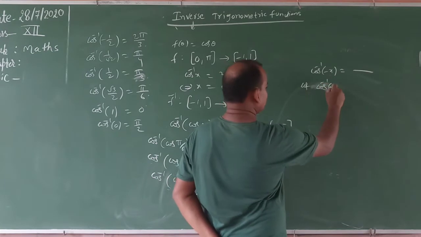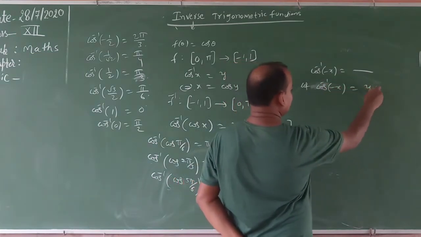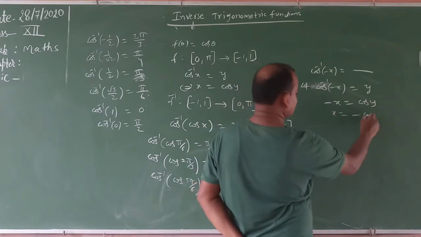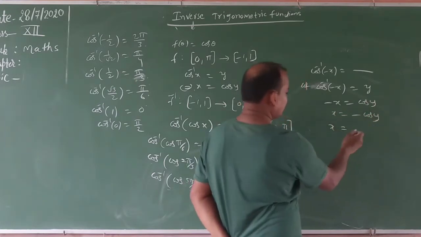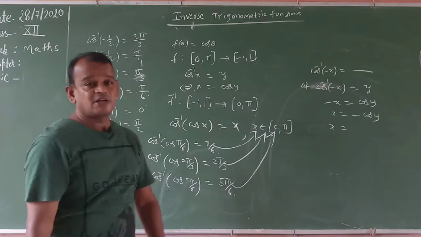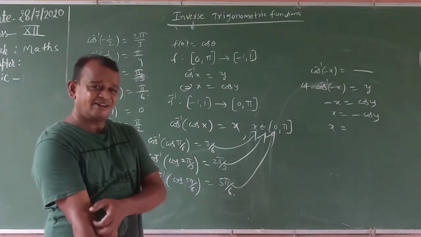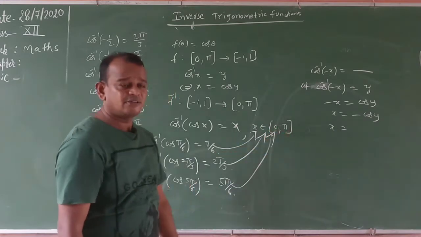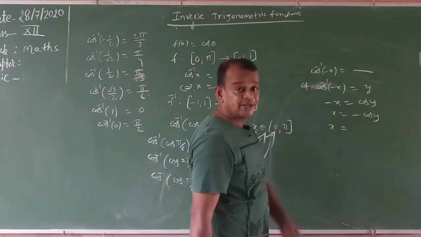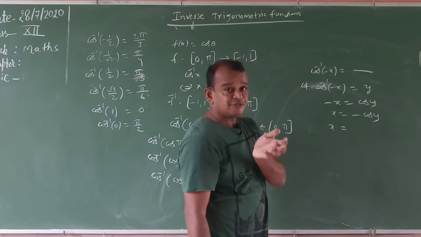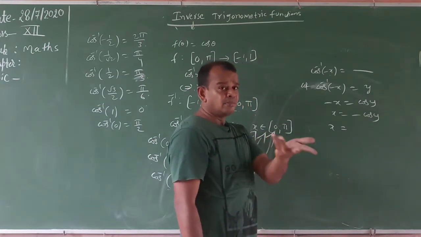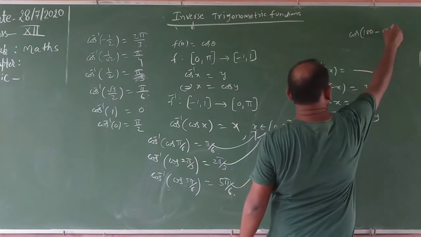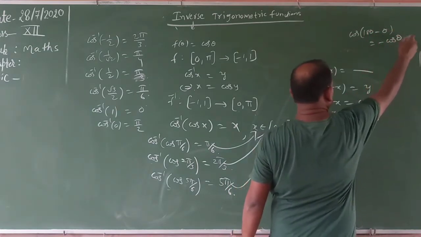Now let cos inverse of minus x be y. Minus x is equal to cos y, so x is equal to minus cos y. Minus cos y means 100% either the second quadrant or the third quadrant. But the value lies in the second quadrant only. How to write this one? Cos of 180 minus theta, how much? Cos of 180 minus theta is minus cos theta. You know the formula. Cos of 180 minus theta is equal to minus cos theta.